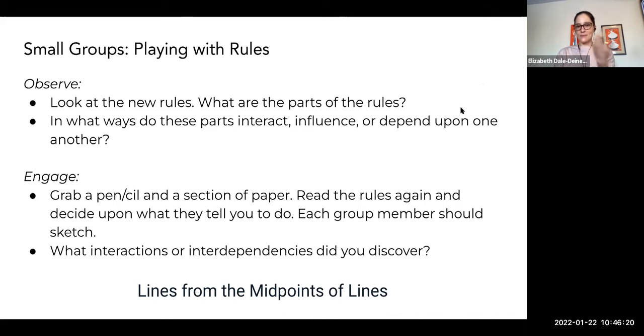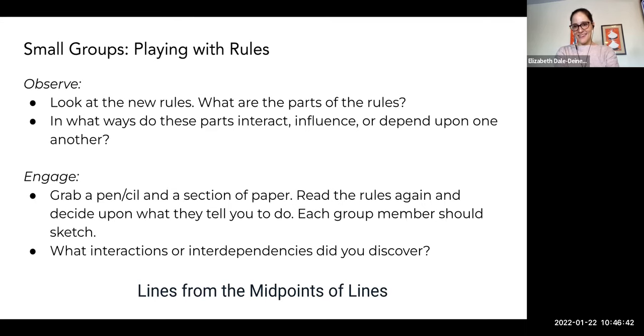So that is the task. Again, you're going to look at the rules. What are the parts? In what ways do they interact? And I'll put this in the chat. Then you're going to draw. Then you're going to talk about discoveries. That's it.